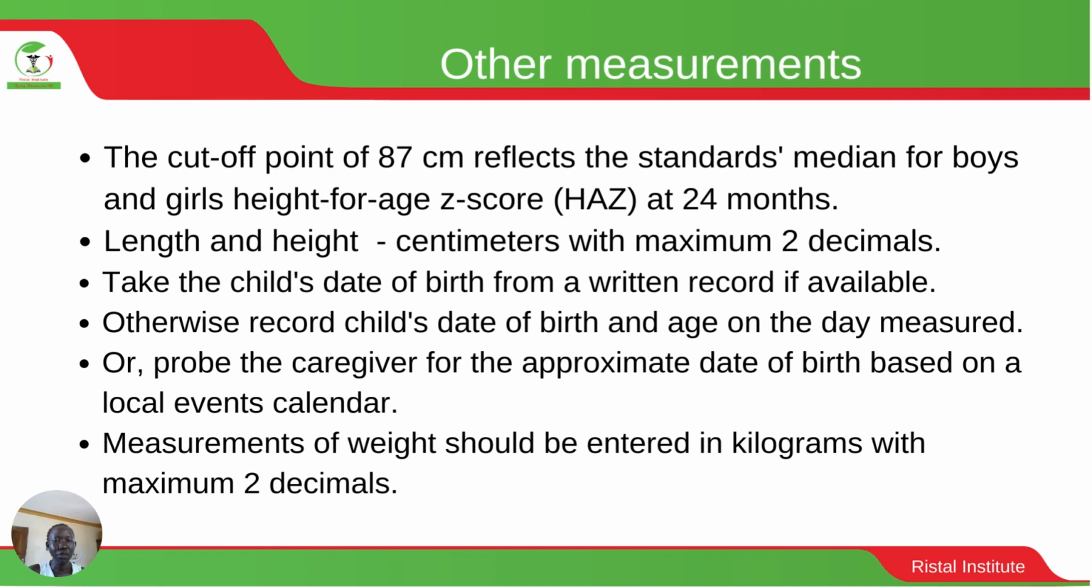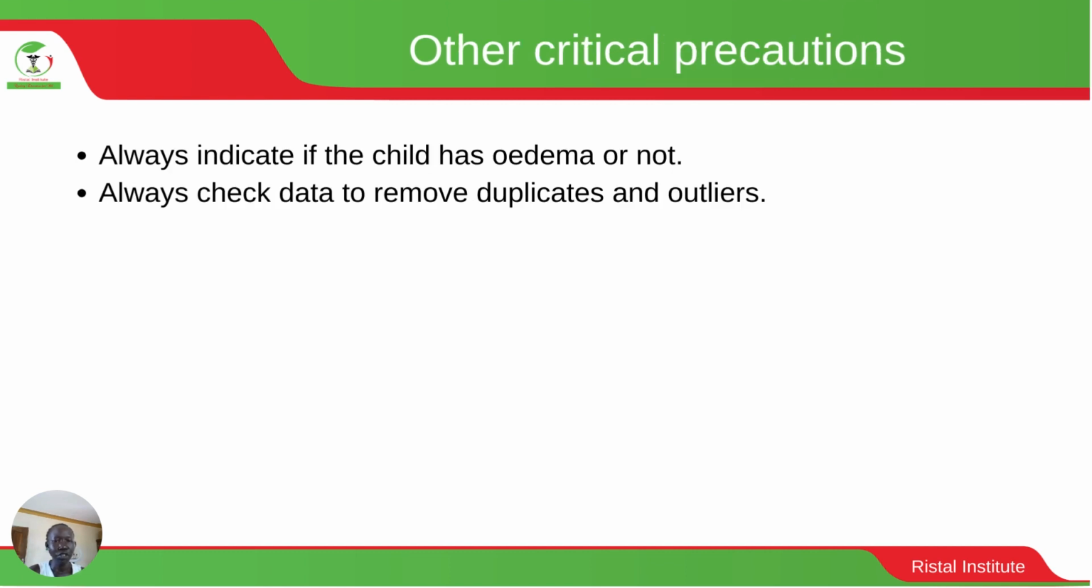Take the child's date of birth from a written record if it's available. Otherwise, you can record the child's date of birth and age on the day measured. If you do not know these parameters, you probe the caregiver to give the approximate date of birth based on local events calendars. Measurements of weight should be entered in kilograms with a maximum of 2 decimals. For example, 6.60 kilograms. Other critical precautions, you have to always indicate if the child has edema or not.